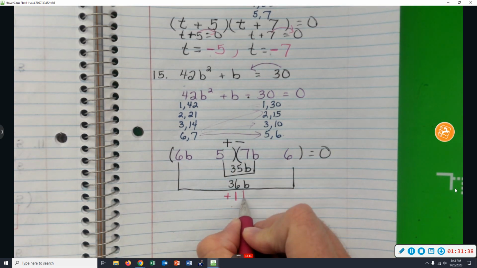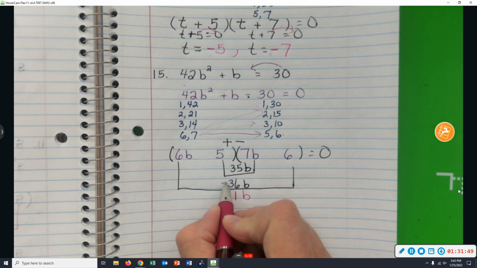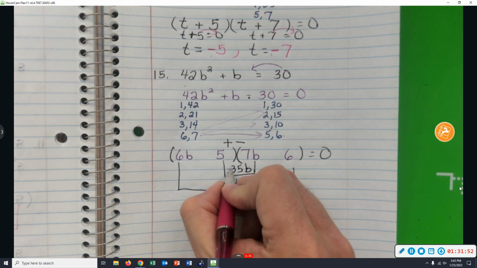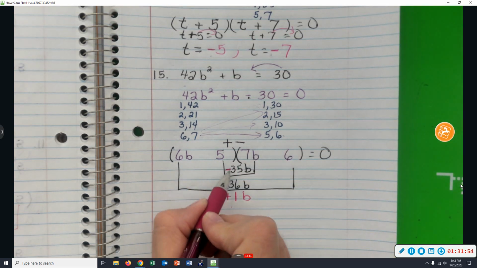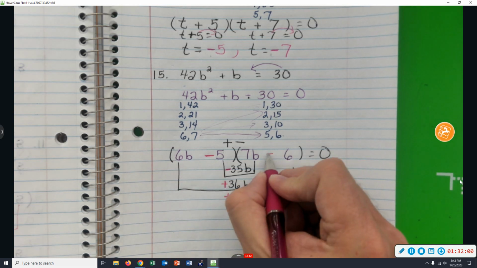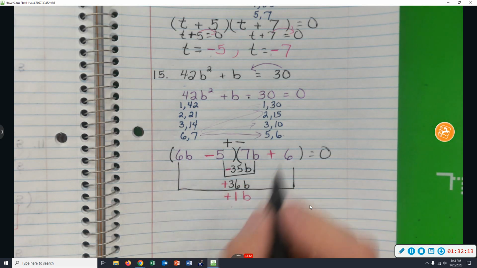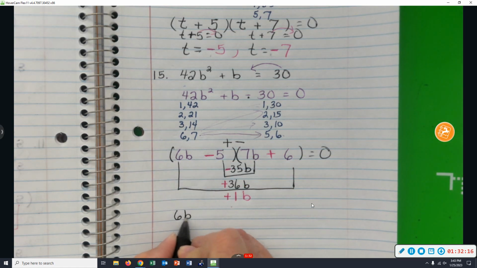So here's my thought process. Since I'm subtracting these, the bigger number should have the positive symbol. So that means the 36 needs to be positive, the 35 negative. Going backwards, what do I put here in front of the 5? Negative, and positive. And after all of that, am I finished? No. If it had just said factor, you'd be finished. But we've got to solve this by setting each one of these to 0.